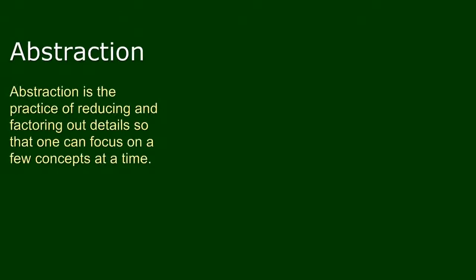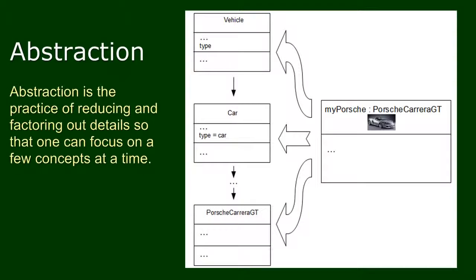Abstraction is the practice of reducing and factoring out details, so that one can focus on a few concepts at a time. For example, My Porsche the car may be treated as a car most of the time, a Porsche Carrera GT, when necessary to access Porsche Carrera GT specific attributes and methods, and as a vehicle, the parent class of car, when considering all traffic in your neighborhood.